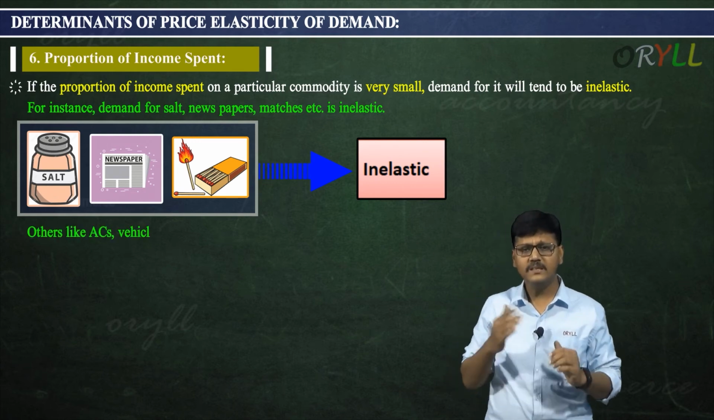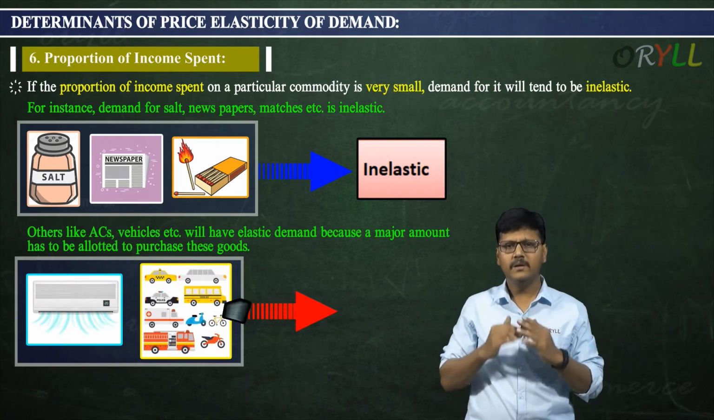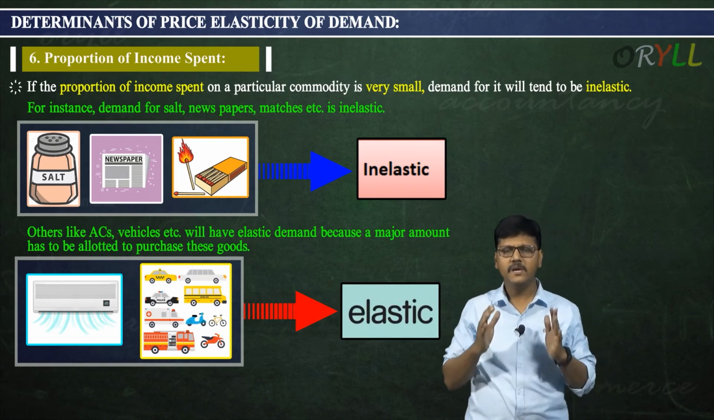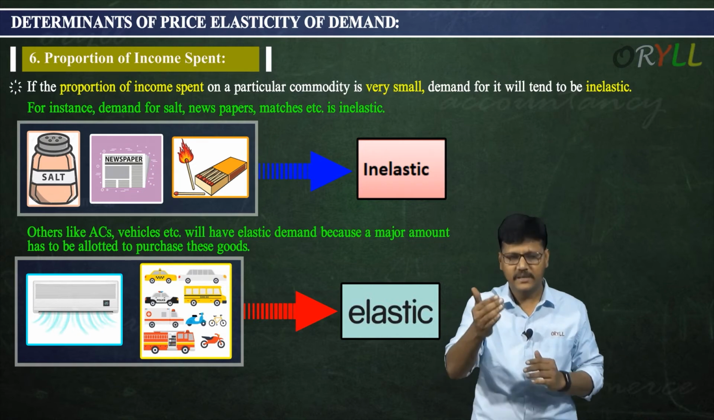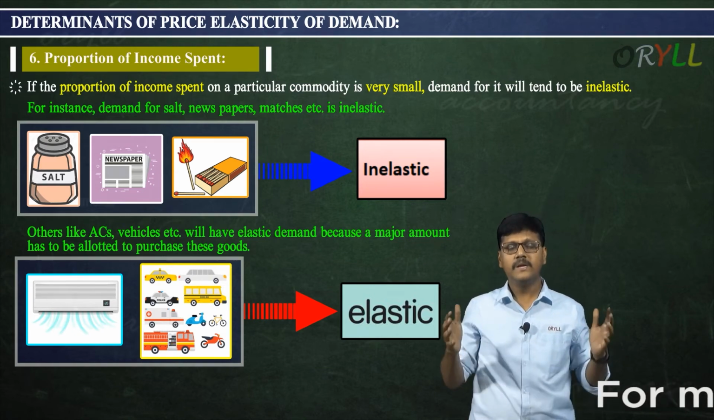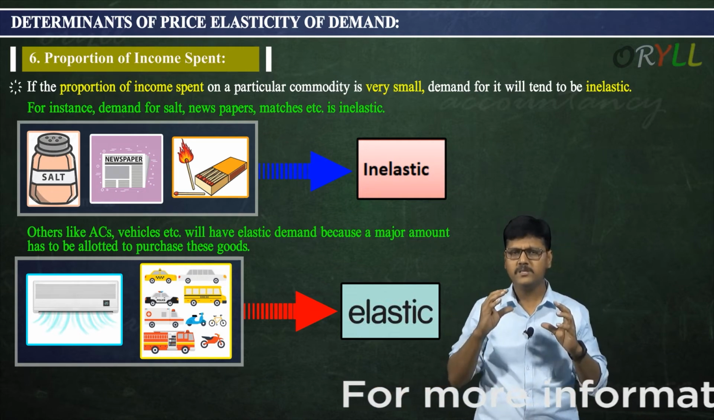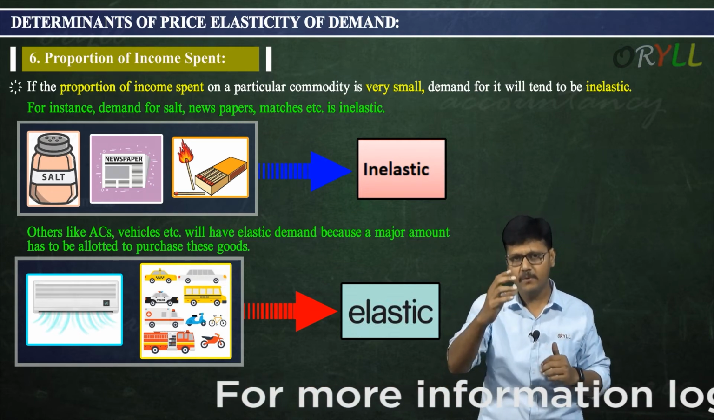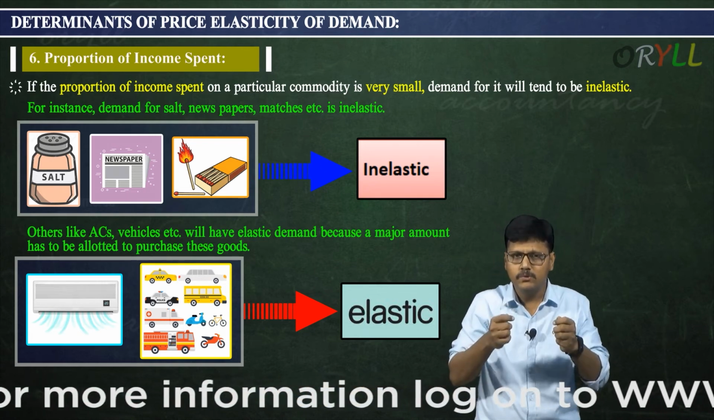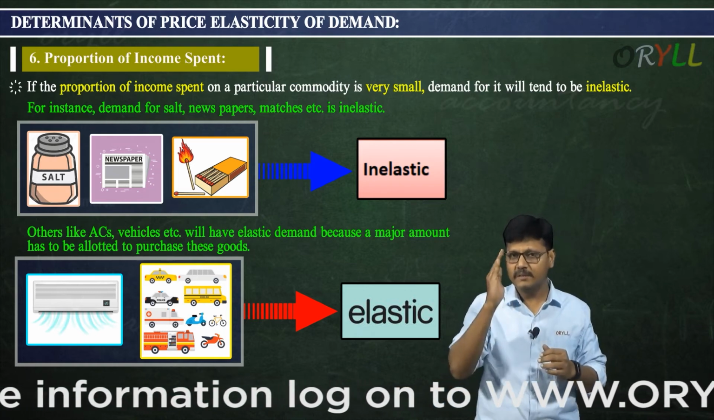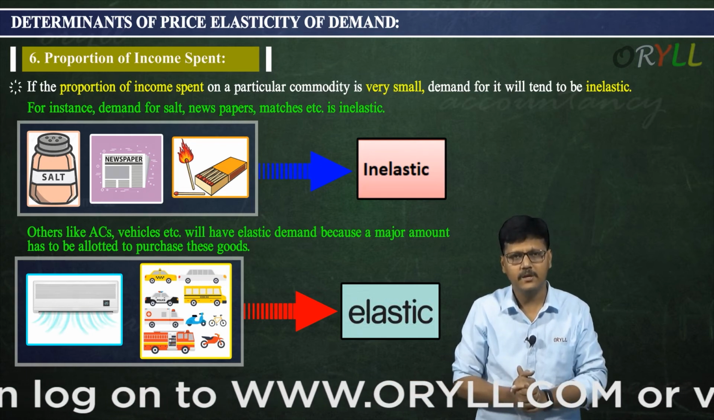Whereas goods like AC and vehicles will have elastic demand, because a majority of the budget has to be allocated to purchase these goods. For example, a vehicle. Nowadays, a bike costs approximately 80 to 90,000 rupees. It means we are spending a good amount on the vehicle. So when a person is spending a huge amount on a commodity, demand will be elastic.